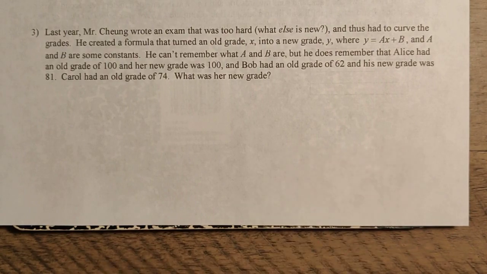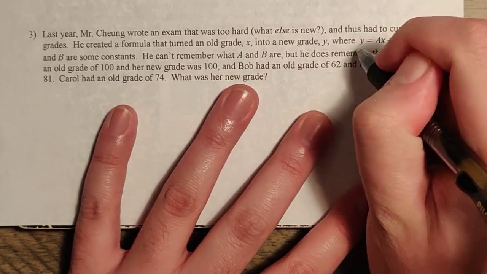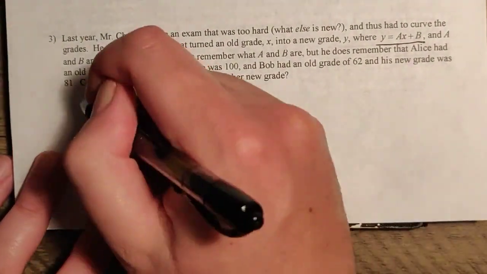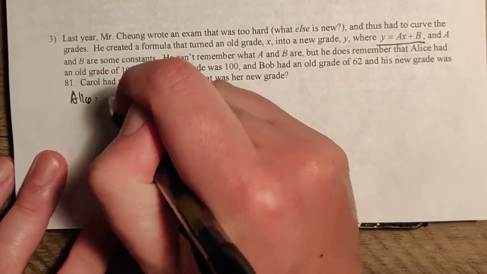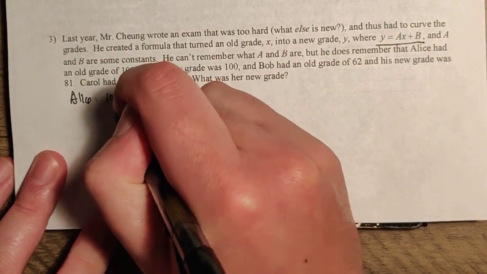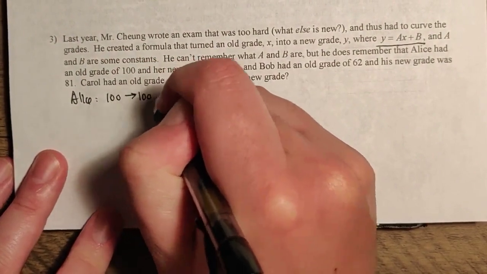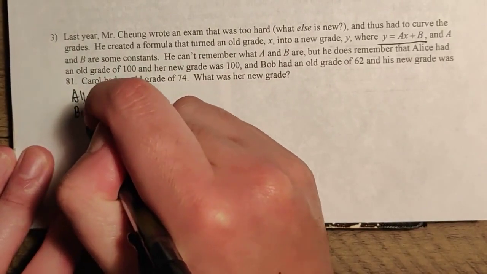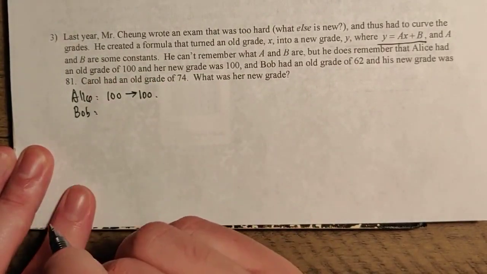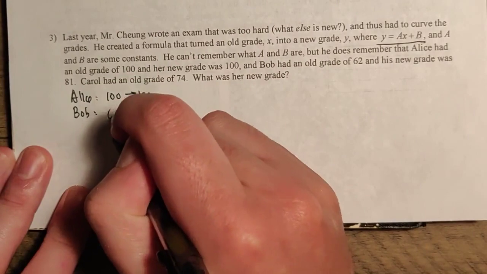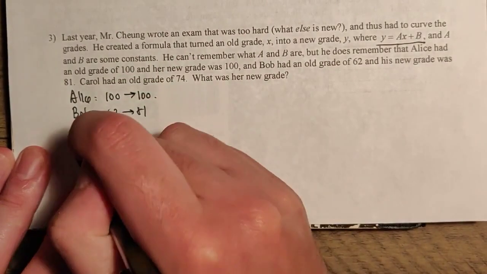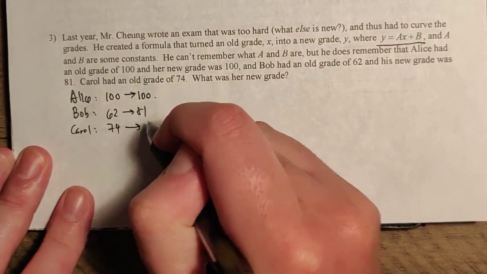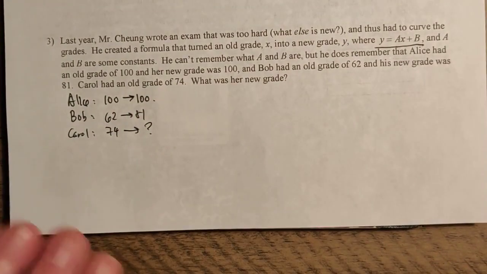So we know that the most important part of this is going to be this y equals ax plus b here. That's going to be the important part. So with Alice here, her 100 became 100, which makes sense, right? If you got a perfect score, your curve should make sure you get a perfect score as well. Bob had a 62, and that grade became 81. And now we want to see what Carol's doing. Carol had a 74, and we want to determine what that's going to become here.